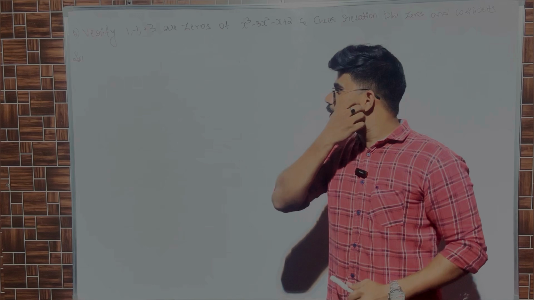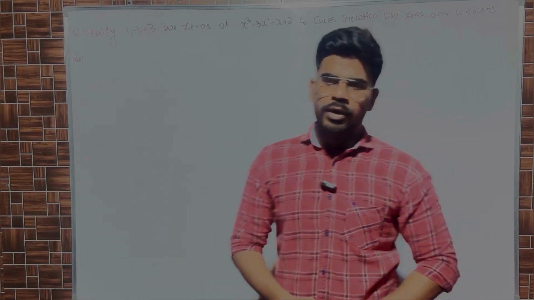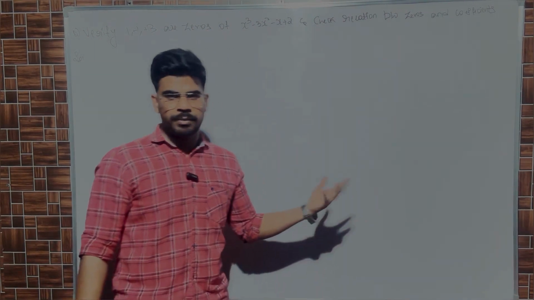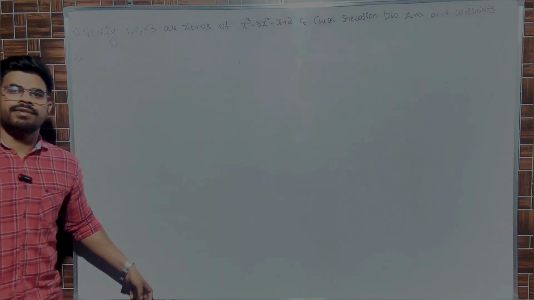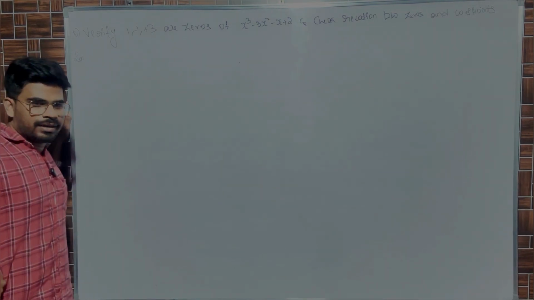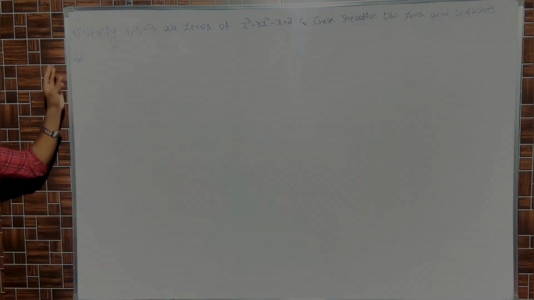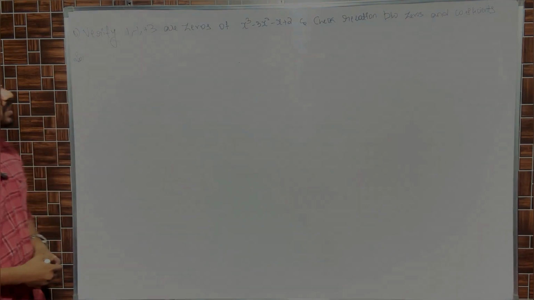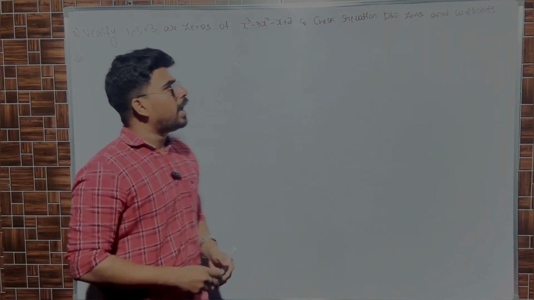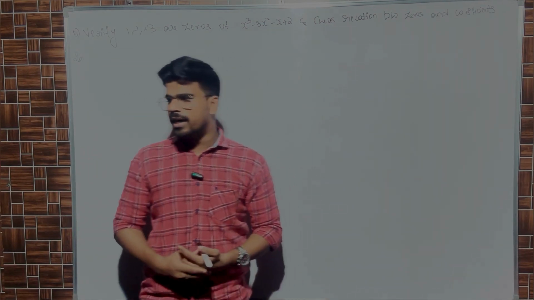So today we are going to do a continuation of important questions from polynomials. We have solved a couple of questions in the previous video. So in this video we'll end the 6 marks important questions after solving these two questions. One of the questions here is: verify that 1, minus 1 and plus 3 are the zeros of this cubic polynomial, and we have to check the relation between zeros and coefficients.